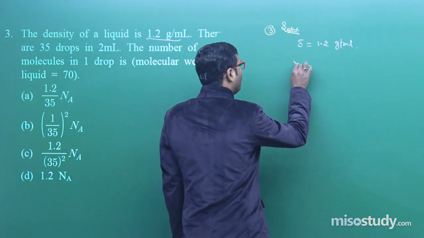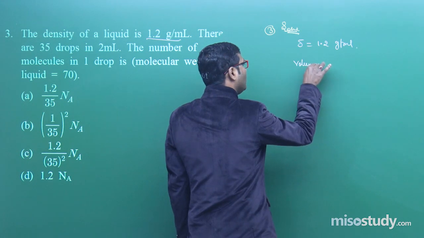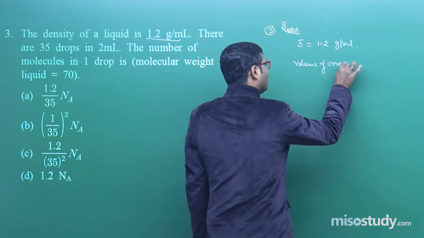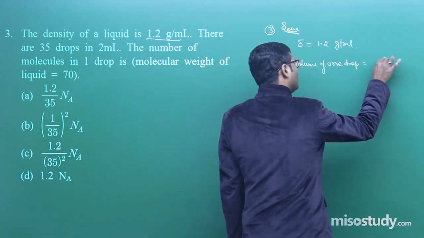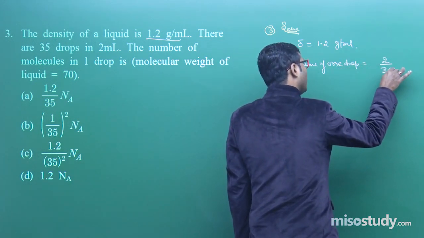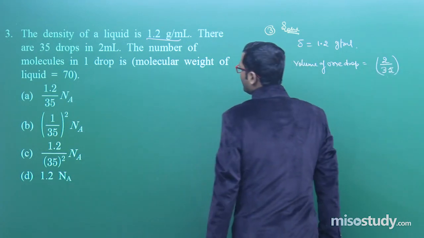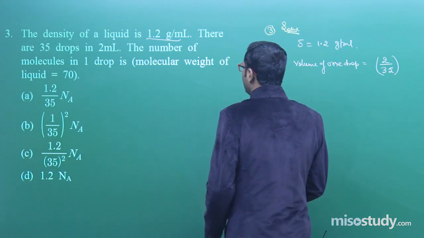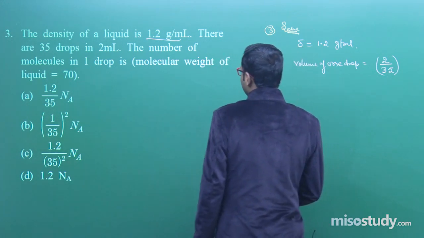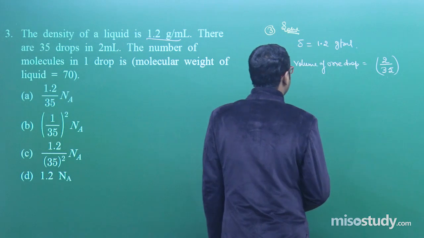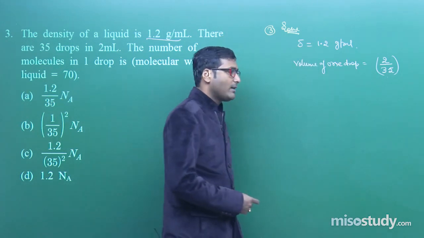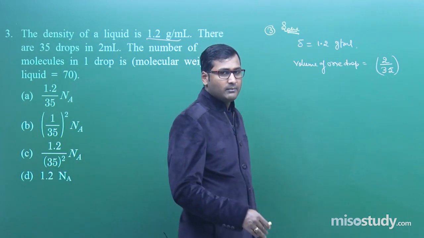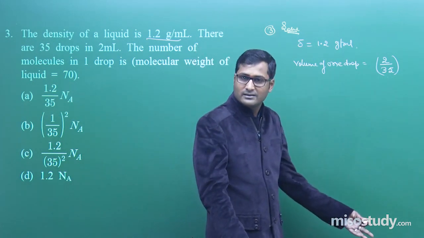So the volume of one drop is equal to 2 upon 35. Yes, this is a simple one. We have to find the number of molecules in one drop, if the molecular weight of the liquid is 70. So first of all, we have to find the number of moles in one drop, then multiply it by Avogadro number, and we will get the answer.